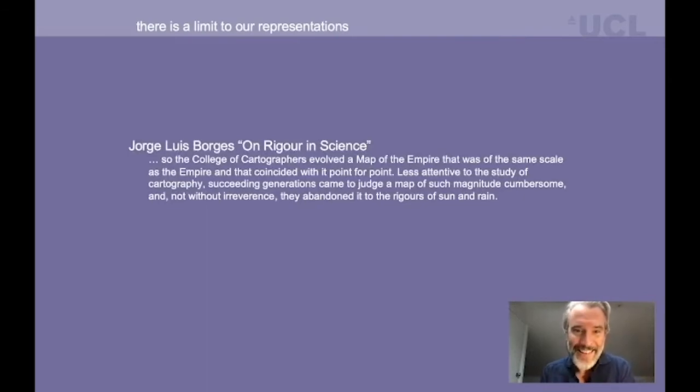Now, this is a bit of a warning, I suppose, as to building too much into your model. This is On Rigor in Science by Borges, about a college of cartographers that are involved in drawing bigger and bigger maps of the empire. And eventually they get bigger and bigger, and they contain more and more information, that they end up making a map that's a one-to-one scale map of the empire, and it coincides with it point by point.